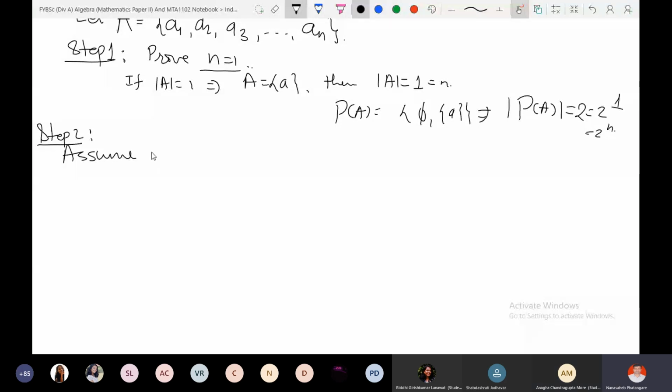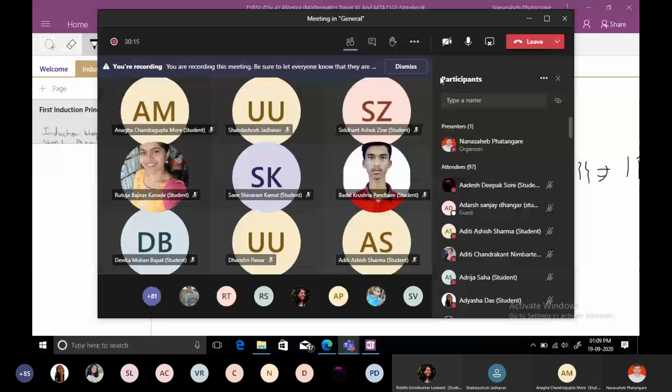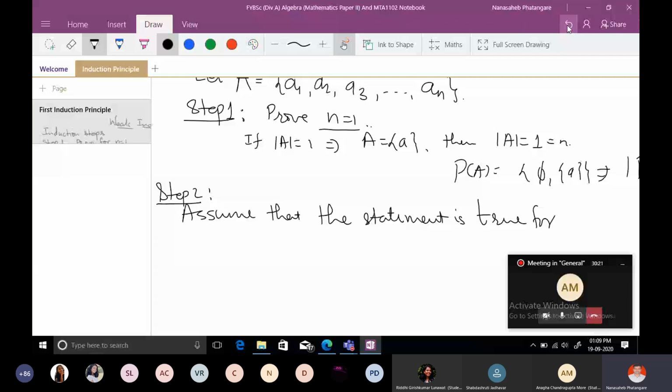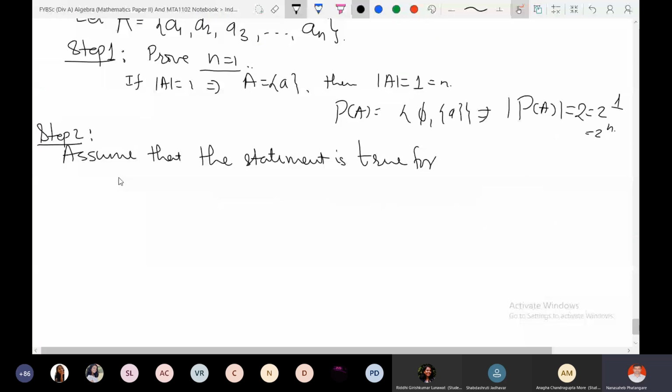Assume that the statement is true for, so keep your mic off. See, you should understand that it creates disturbances. So immediately you should keep your mic off, because otherwise I have to mute all and then it takes some time.